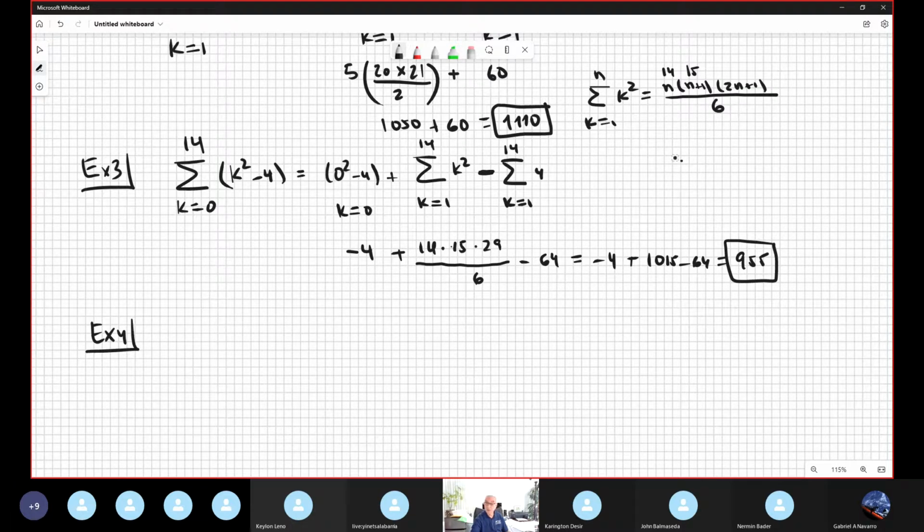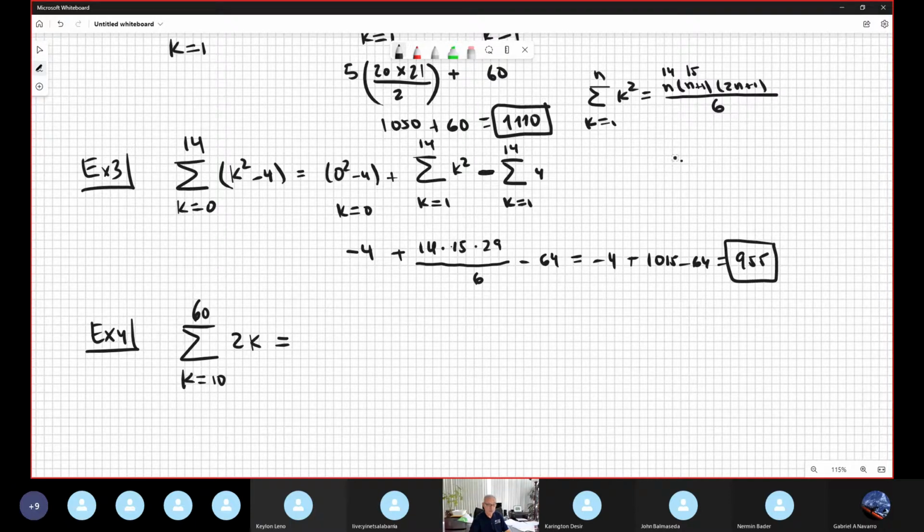Okay. In example 4, we have the summation from k equal 10 to 60, sorry, of the 2k. Compute that. So you can evaluate, using the formulas. Well, first of all, I realize that the lower limit is not 1.